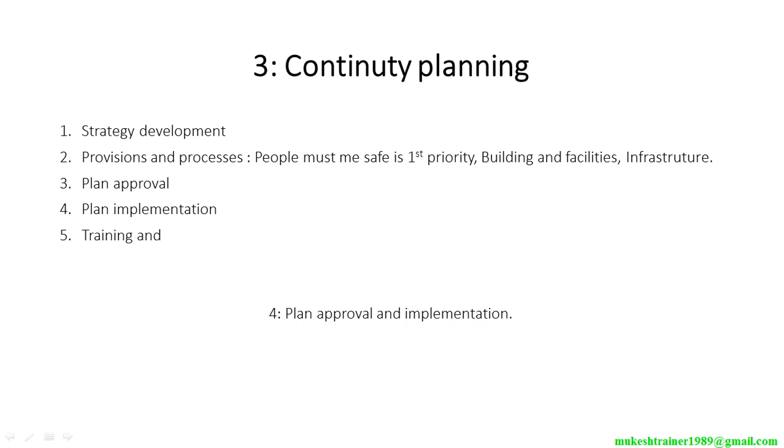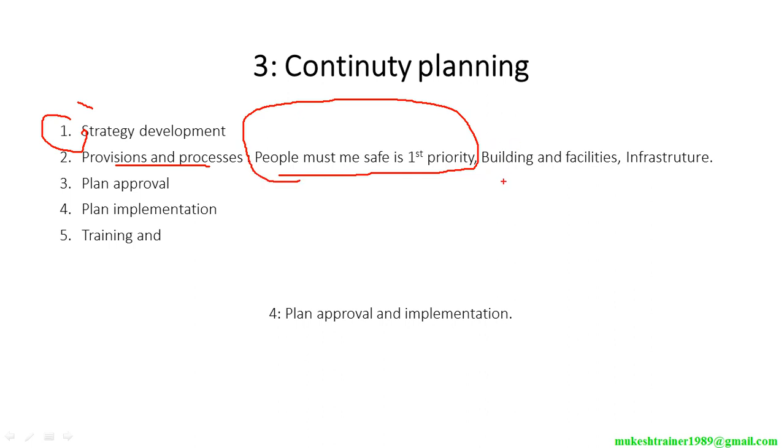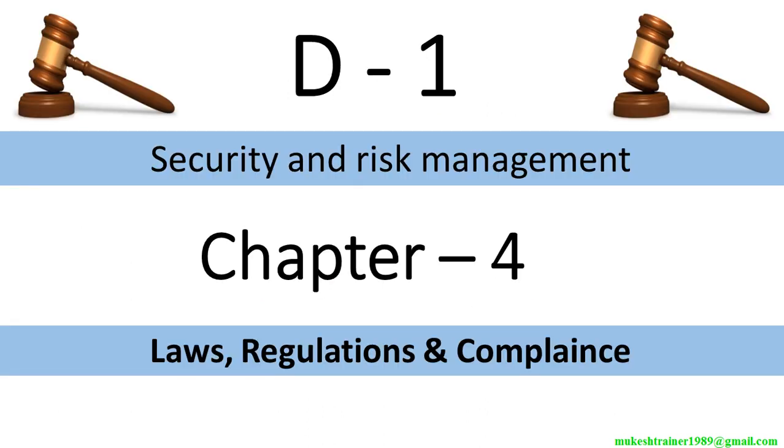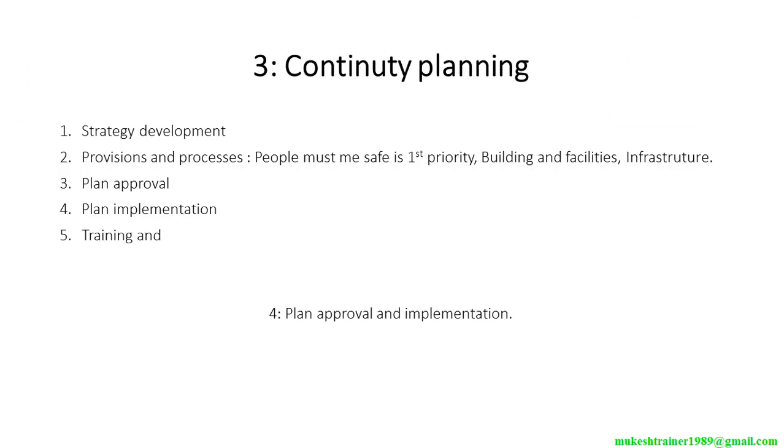What is continuity planning? Continuity planning is strategy development. Number 1, provisioning and processes. People must be safe, first priority. There is no priority higher than the people. Then buildings and facilities, infrastructure. Plan approval: there should be a plan, and it should be approved. Plan implementation, training, and plan approval and implementation. So these make up the business continuity plan.